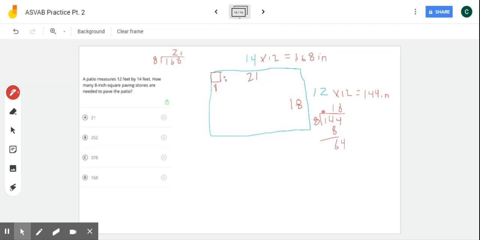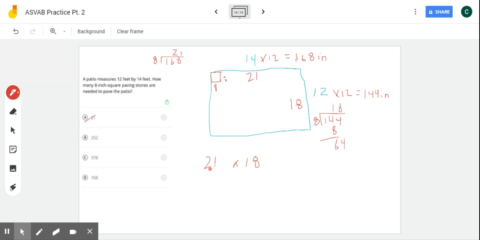So if we want to figure out how many pavers total, we'll do 21 times 18. And I already see over in my answers, I can eliminate choice A. 21, that answer, is just how many are in that top row, but we actually have 18 rows of 21, which is why we're multiplying by 18. So I'm going to cross that out.